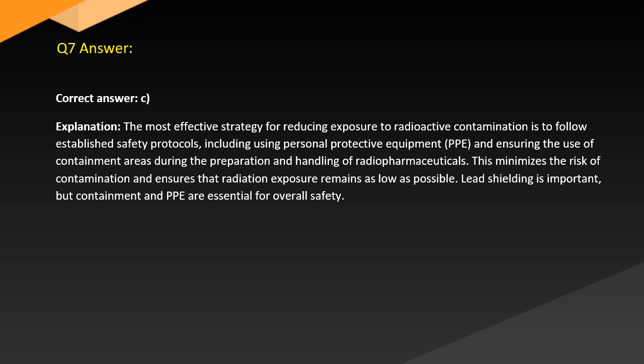The most effective strategy for reducing exposure to radioactive contamination is to follow established safety protocols, including using personal protective equipment (PPE) and ensuring the use of containment areas during the preparation and handling of radiopharmaceuticals. This minimizes the risk of contamination and ensures that radiation exposure remains as low as possible. Lead shielding is important, but containment and PPE are essential for overall safety.